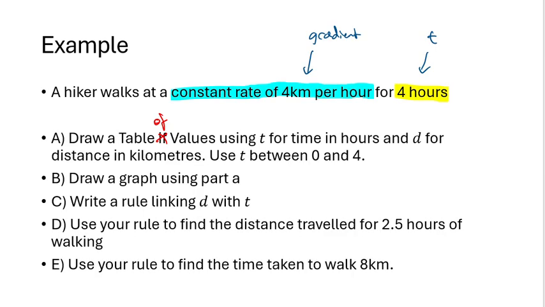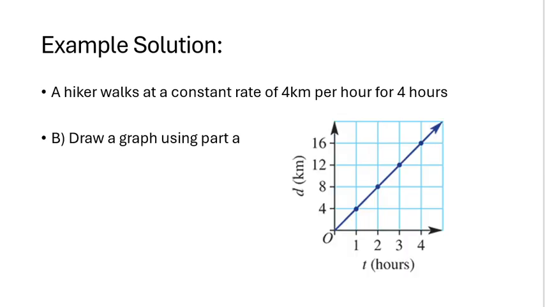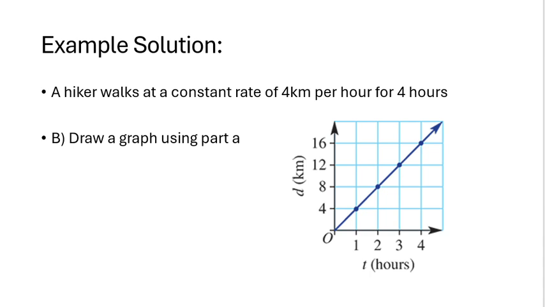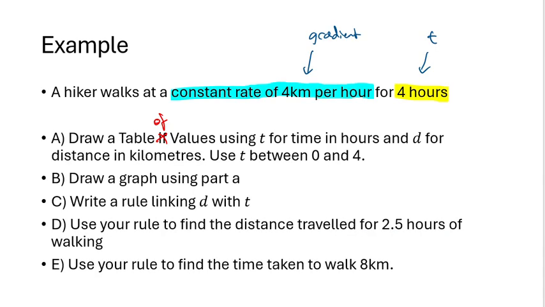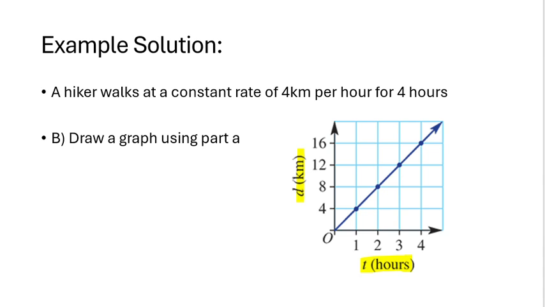Now, part B says draw a graph using part A. So basically, using the information from part A, draw a graph. As you can see, I have drawn a graph right here. Just make sure that your coordinates line up properly. And something to point out is you see my x and y axis has changed now, because we've established new variables, you have to use the new variables. So I've got my y-axis as the distance, and my x-axis is the time.